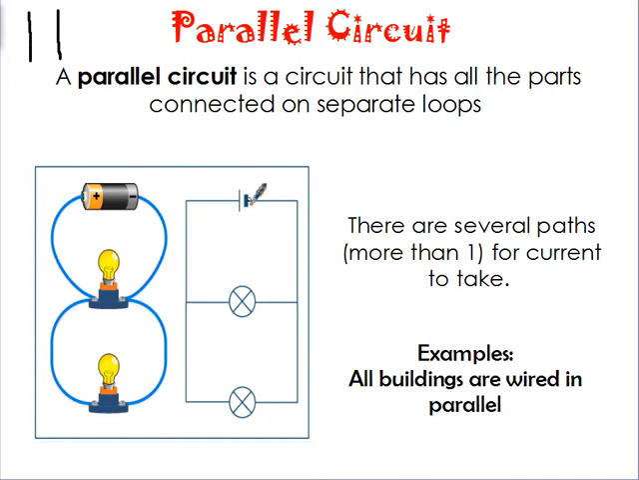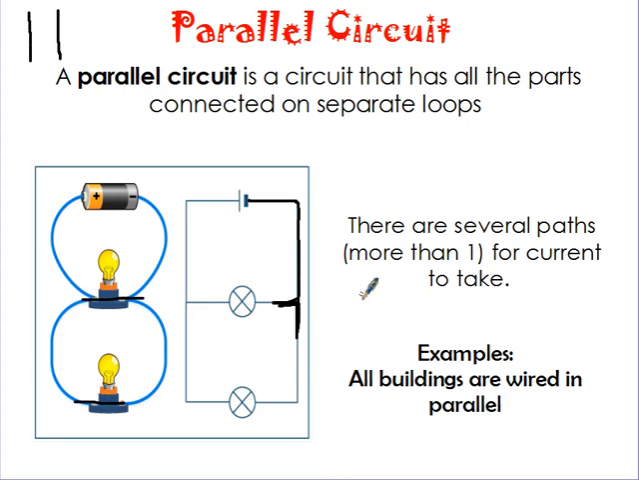So a trick to use is, if you can take your finger or a pen and follow your line from one end of the battery to the other end, if you can go two different ways, you have a parallel circuit. Two different paths. They're parallel from each other. Now, a parallel circuit is something that we use in all buildings.